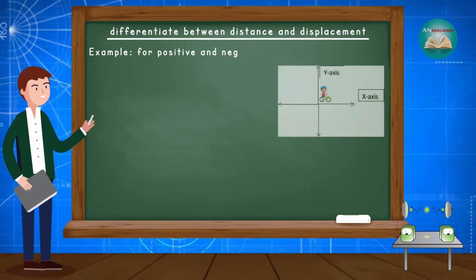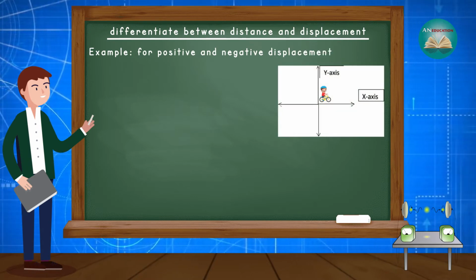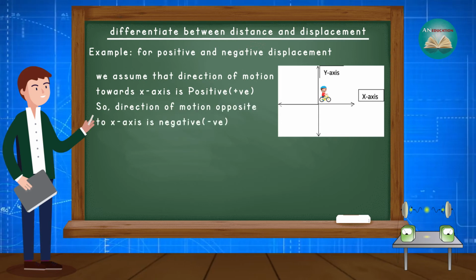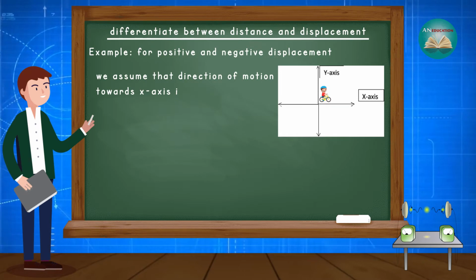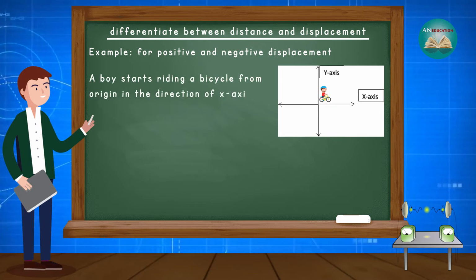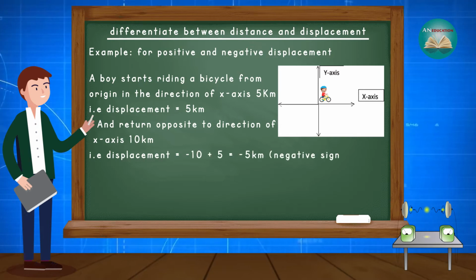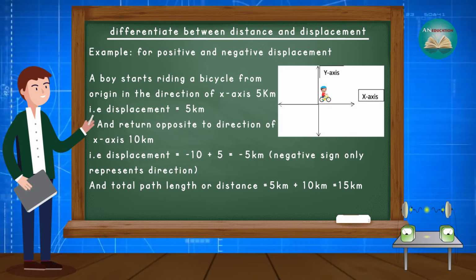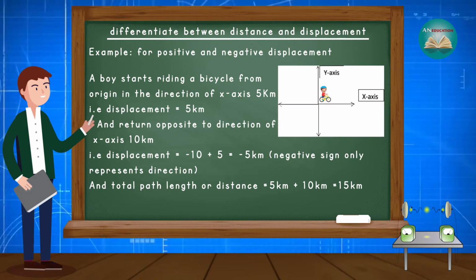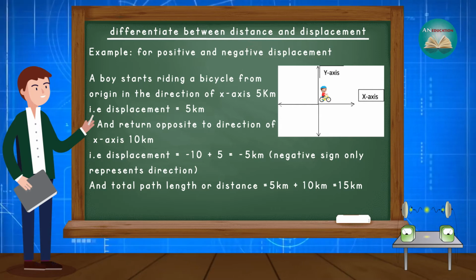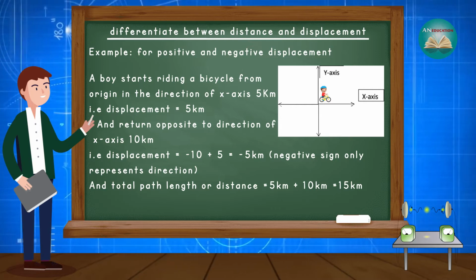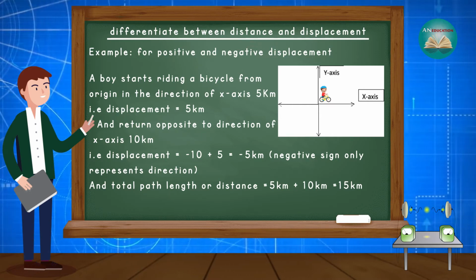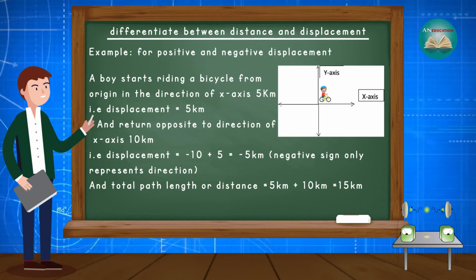Let's take an example for positive and negative displacement. We assume that the direction of motion towards the x-axis is positive, so the direction of motion opposite to the x-axis is negative. A boy starts riding a bicycle from the origin in the direction of the x-axis 5 km, that is displacement is equal to 5 km, and returns opposite to the direction of the x-axis 10 km, that is displacement is equal to minus 10. Total displacement is minus 10 plus 5, which is equal to minus 5 km. The negative sign only represents direction, and the total path length or distance is equal to 5 km plus 10 km, which is equal to 15 km.